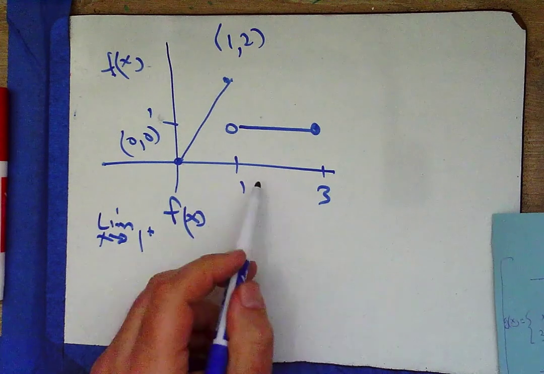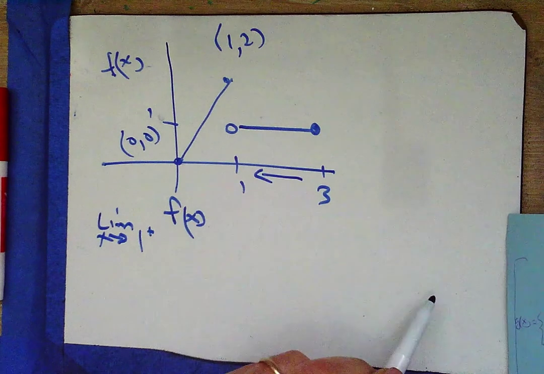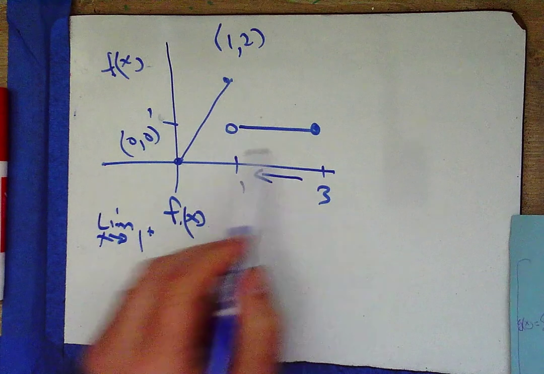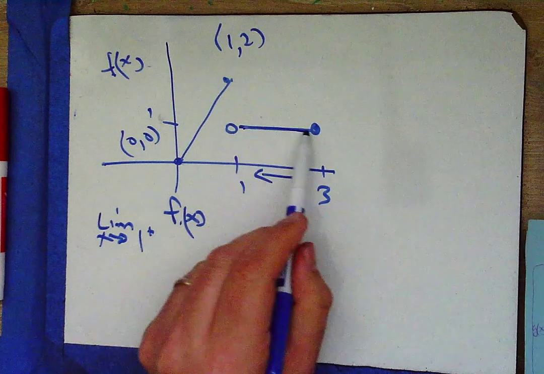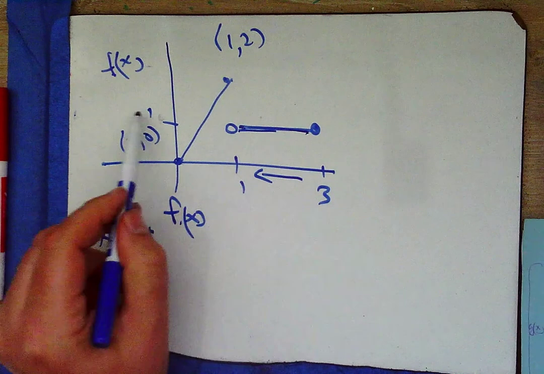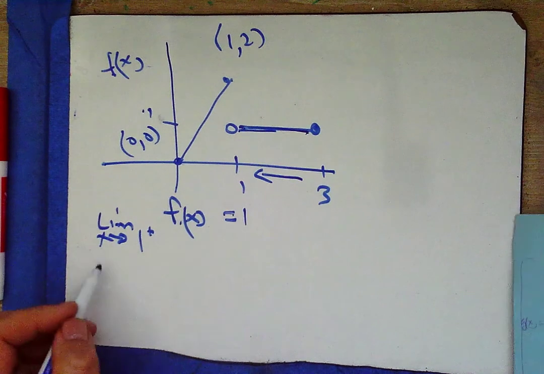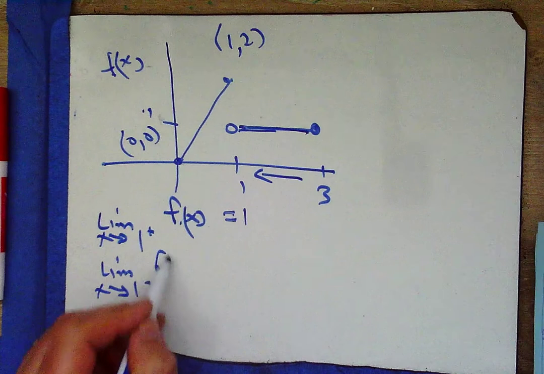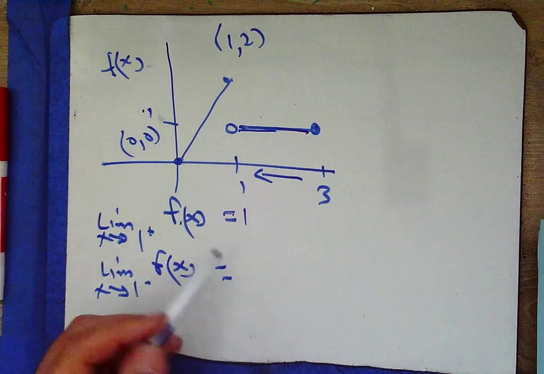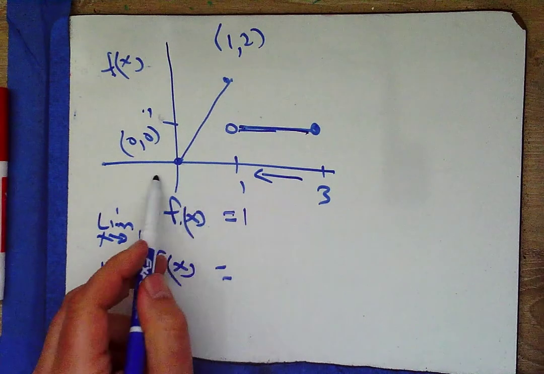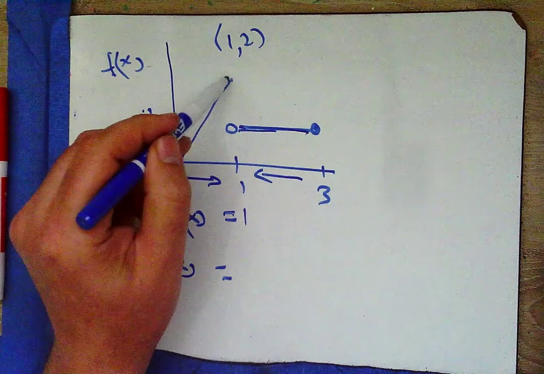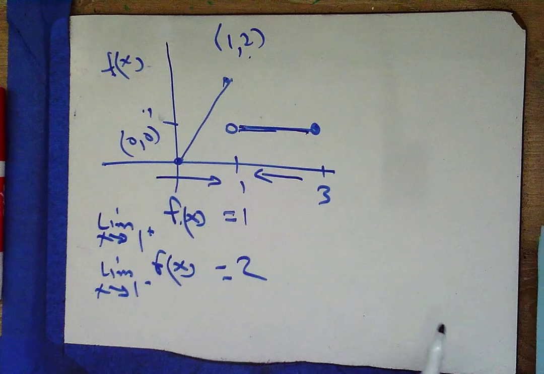So, as we approach x from the positive side, what y values are we approaching? Well, this is horizontal, so the y value is always the same, a y value of 1. Now, what about the limit as x approaches 1 from the negative side of this function? What y values are we going to approach as x heads this way? Well, the y values seem to be heading up here to 2.